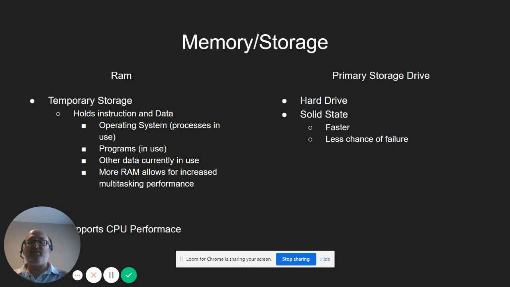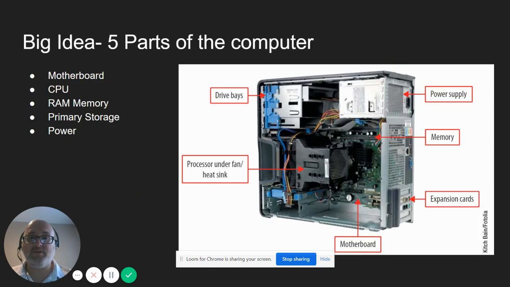So that's it. That's the 5 major parts of a computer. You have the motherboard, the CPU, the RAM, primary storage, which is going to be the hard drive, the SSD, the solid state drive, and then the power.